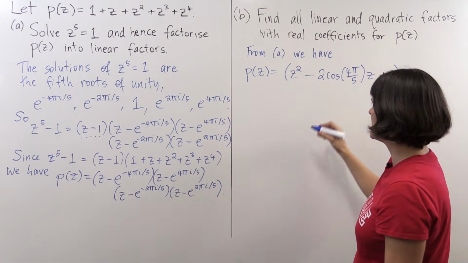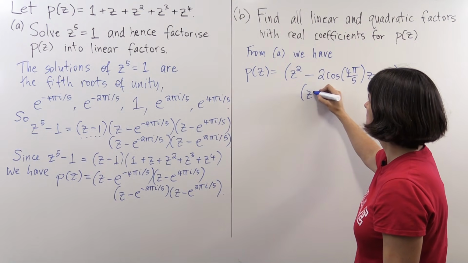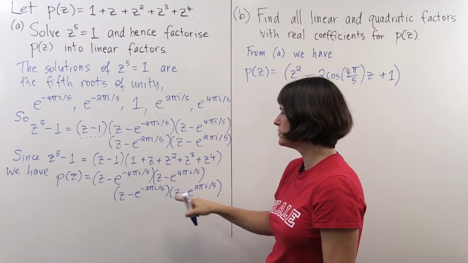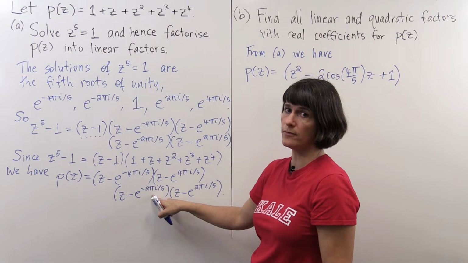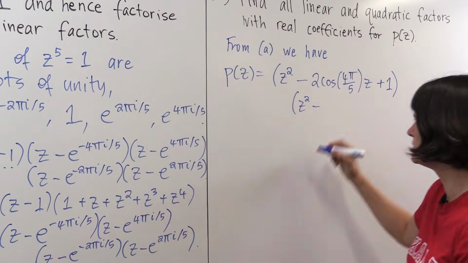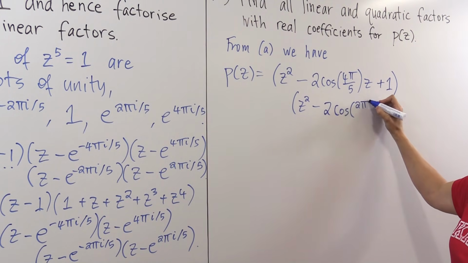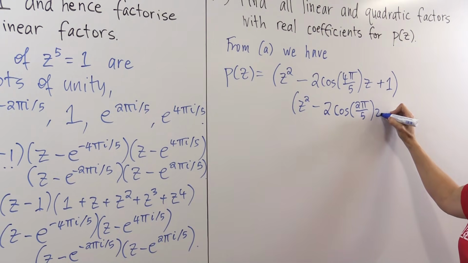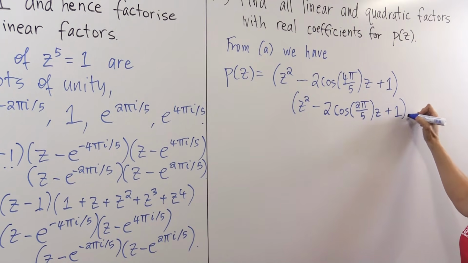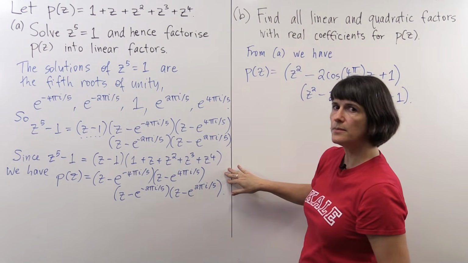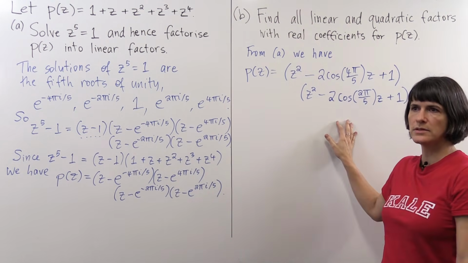And the same sort of thing happens, I'll put it underneath, for the next two. You do it again with these two, and you're going to get 2 times cos 2 pi on 5 as the linear coefficient. Okay? So now we factorise p, firstly over the complex numbers, and secondly over the reals.